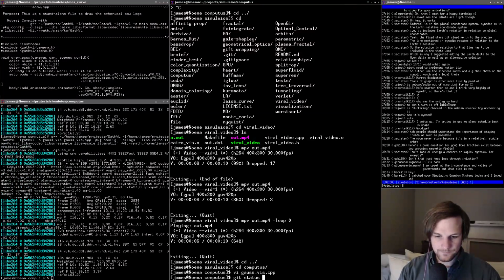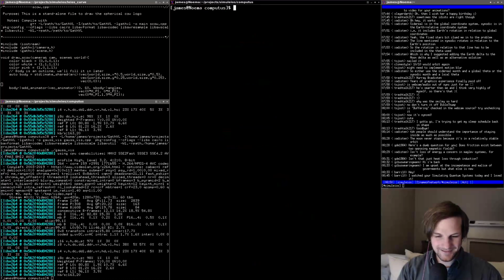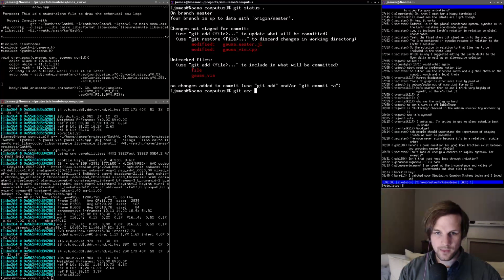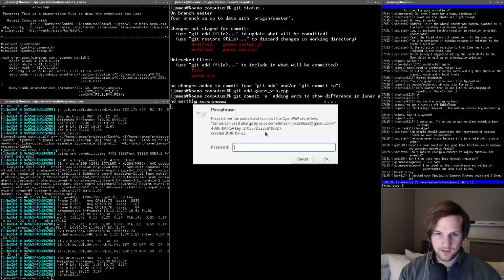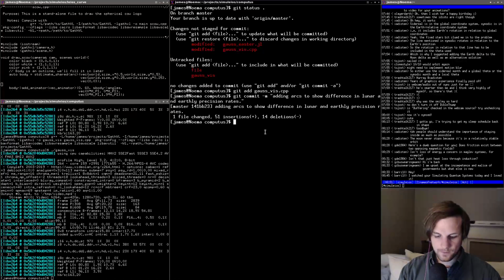Let's do git status. Clear. No one look at that. Git commit. Git status, git add gauss visualization.cpp. Git commit -m "Adding arcs to show difference in, I guess, lunar and earthly precessions." I don't know. Okay. Git push.